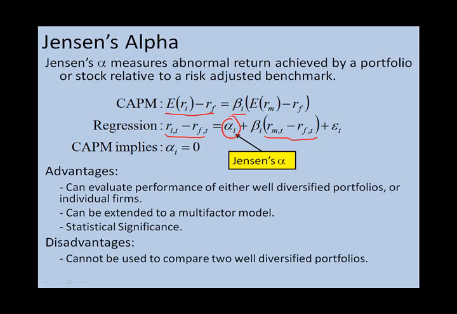Now the advantage of this measure is that we can evaluate the performance of either a well-diversified portfolio or an individual firm. It can easily be extended to a multi-factor model. So if you wanted to judge performance relative to the 3-factor model or the 4-factor model, you could do it very quickly. You also get some measure of statistical significance. You saw how to construct a t-test to test whether the alpha was significantly different from 0 or not. That way you can ascertain whether a fund manager is earning significant abnormal returns.